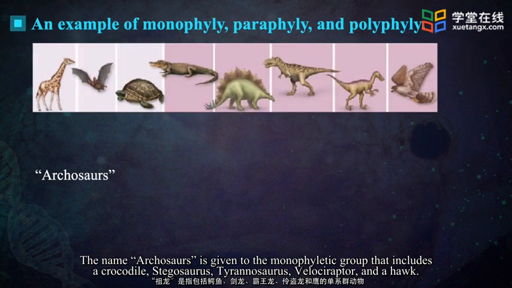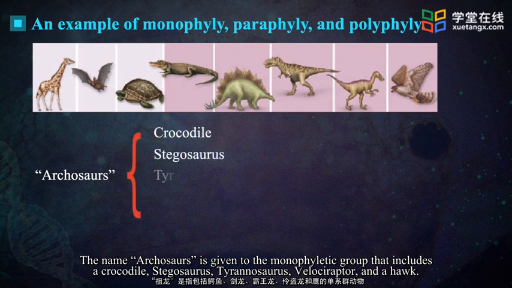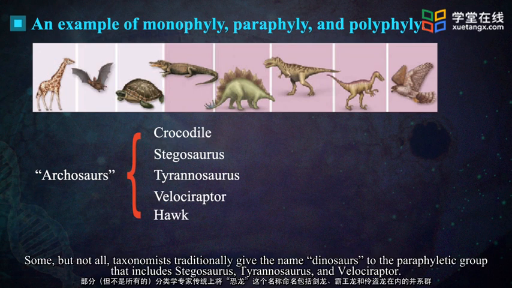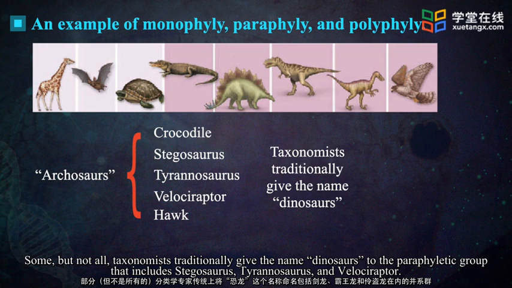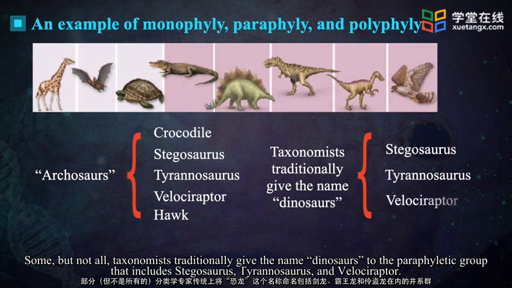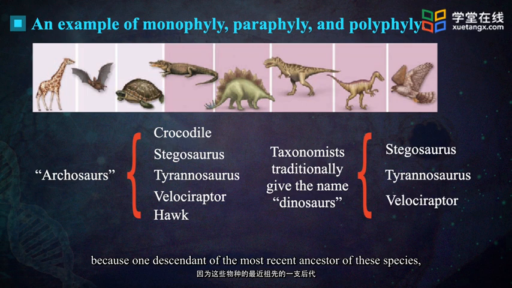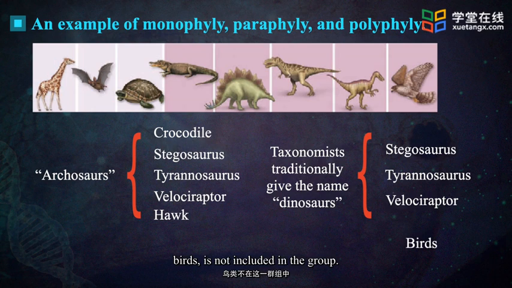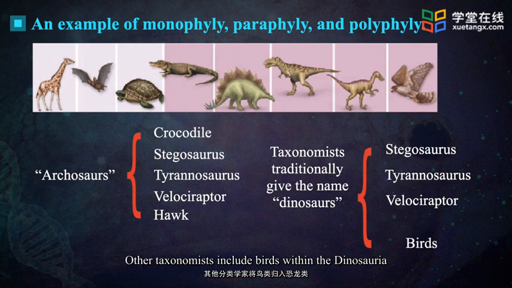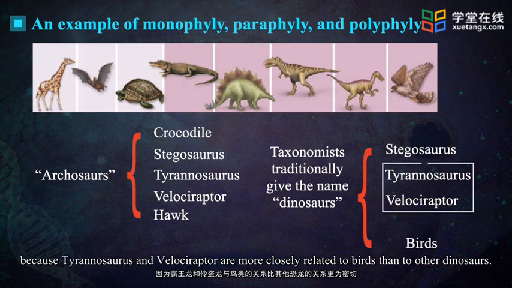The name archosaurs is given to the monophyletic group that includes a crocodile, Stegosaurus, Tyrannosaurus, Velociraptor, and a hawk. Some, but not all, taxonomists traditionally give the name dinosaurs to the paraphyletic group that includes Stegosaurus, Tyrannosaurus, and Velociraptor. This group is paraphyletic because one descendant of the most recent ancestor of this species, birds, is not included in the group. Other taxonomists include birds within the Dinosauria because Tyrannosaurus and Velociraptor are more closely related to birds than to other dinosaurs.